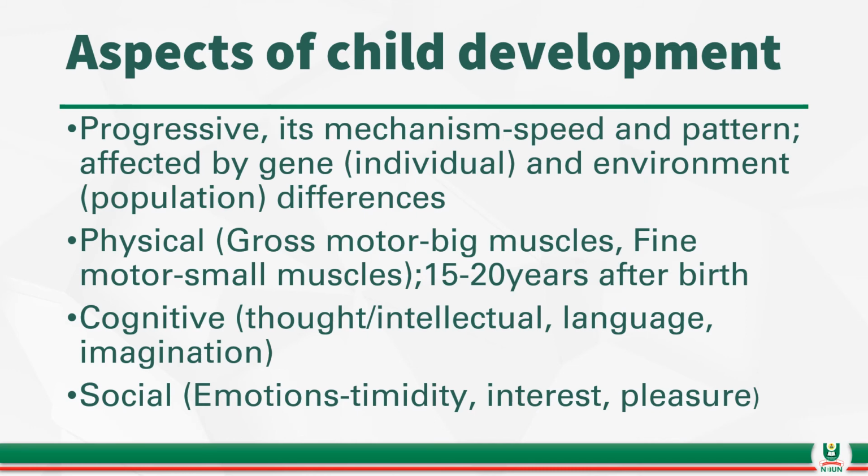So when you look at the aspects of child development, like the physical aspect, you're looking at the gross motor aspects of physical child development. You look at the big muscles and the small muscles; all this takes place within 15 to 20 years after birth. You have the cognitive aspect, which is the intellectual, the thought processes, the language, and the imagination of a child. Then you have the social aspect, which has to do with the emotions of this child, the timidity of the child, the pleasure of such a child, and the interest that the child displays.